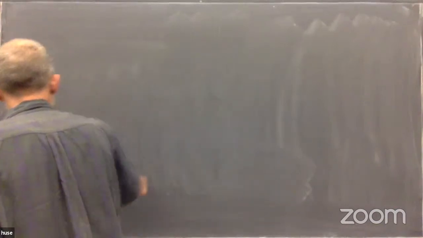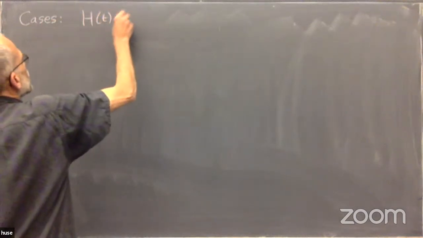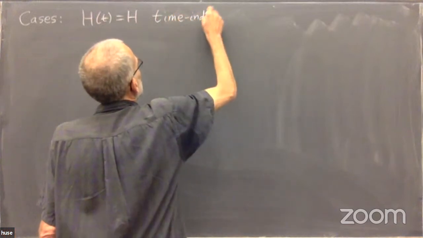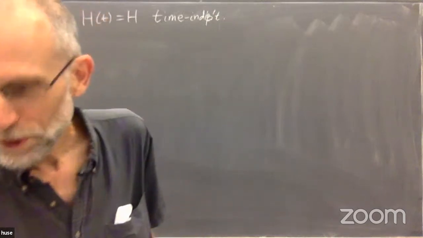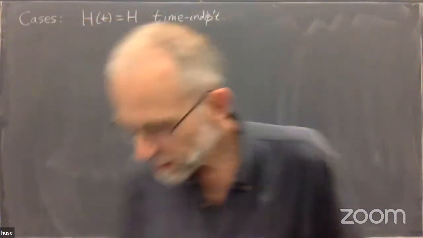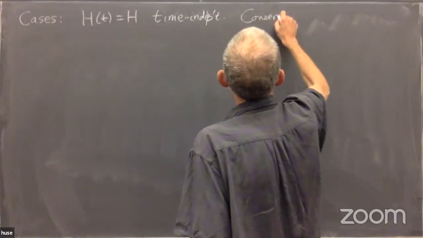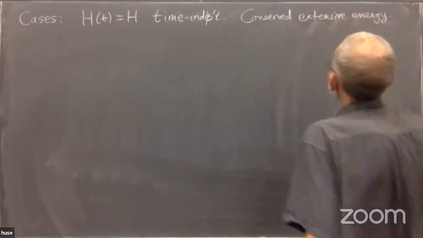Okay, so we have this closed system undergoing dynamics due to a Hamiltonian. And the case, let me just mention there's some cases of this. So one is H of t equals H, time independent. And of course, if the system is truly isolated from the external world without even being driven, that is the case. In this case, because we have a time-independent Hamiltonian, we have a conserved extensive energy.